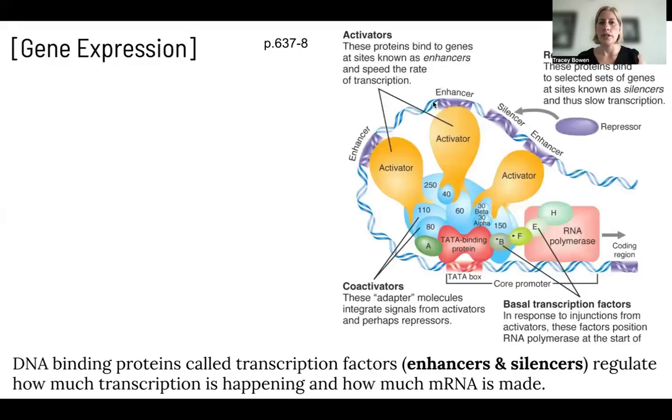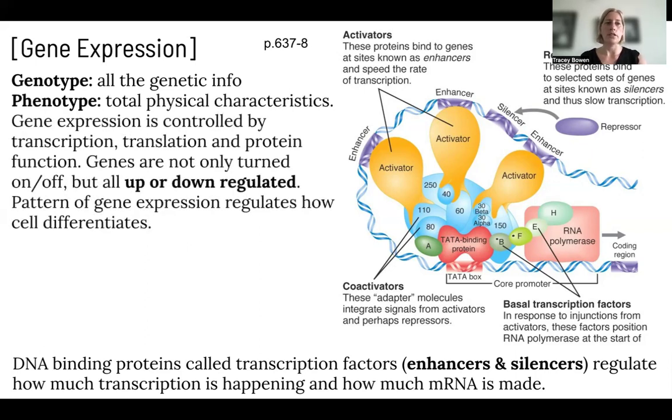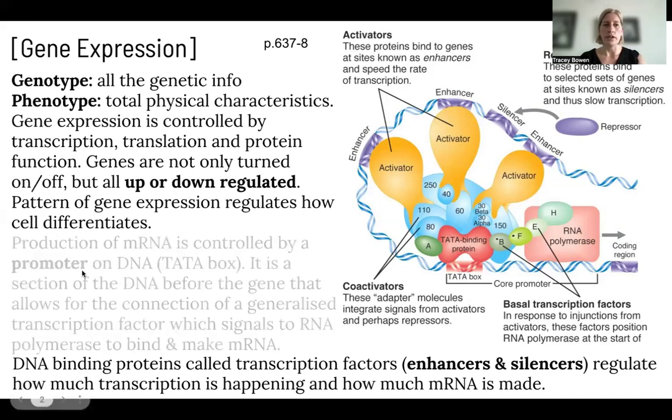So firstly, gene expression, this is a pretty crazy diagram here. And what we're thinking about, genotype is all of the genetic information of an organism, while the phenotype is their total physical characteristics. Gene expression is controlled by transcription, translation, and protein function. And then genes are not only turned on and off, but they're up and down regulated. So that means they can do more or they can do less, or they can be turned on or they can be turned off. And the pattern of gene expression regulates how a cell differentiates.